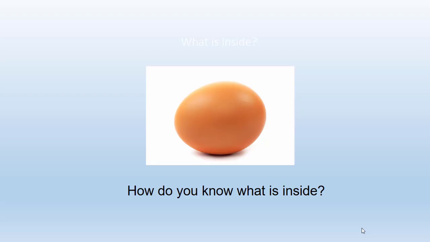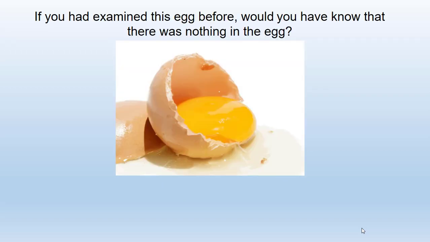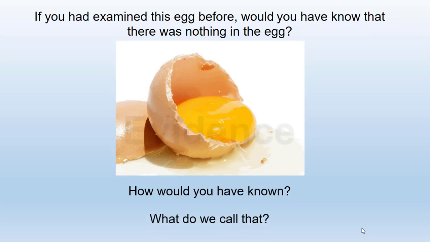Think about an egg. We just see the shell, but do we know what's inside it? How do you know? You've probably seen an egg before, and you've probably gotten a chance to break one open, and so you probably know what it looks like inside. This direct knowledge is what we call evidence in science.